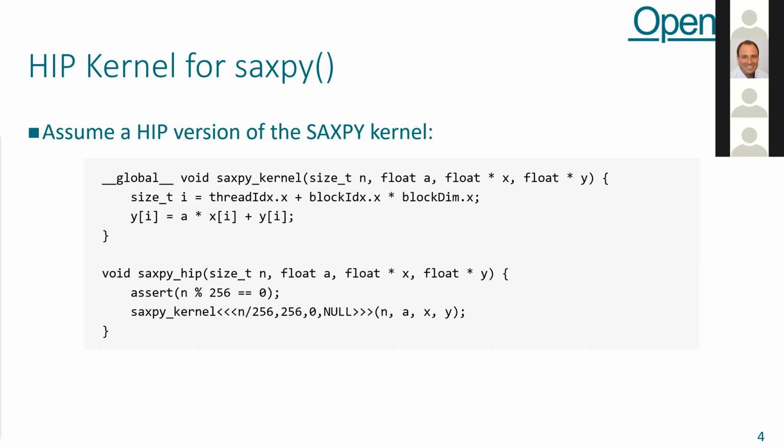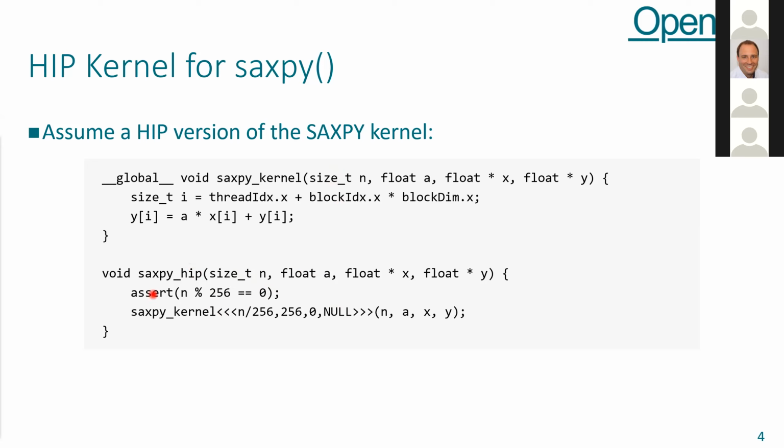Here's the HIP version of this. This is roughly how it looks if you use HIP. It's a traditional HIP kernel where you figure out where you are in the ND range, in this case a one-dimensional grid, and then you have the statement to compute SAXPY for that point in your one-dimensional grid. Then I'm invoking the SAXPY kernel using the chevron syntax that you can use in HIP to invoke those kernels. This is pretty standard HIP programming.